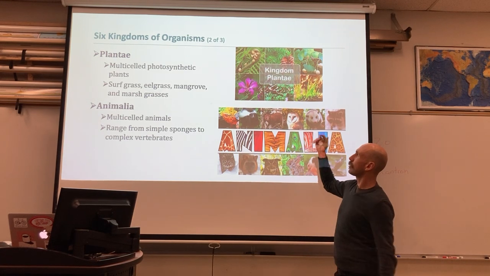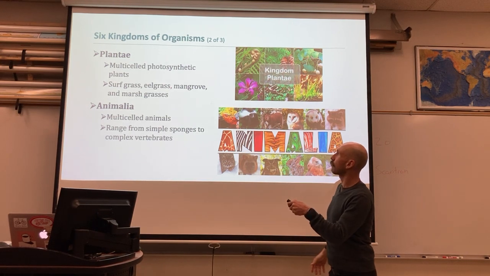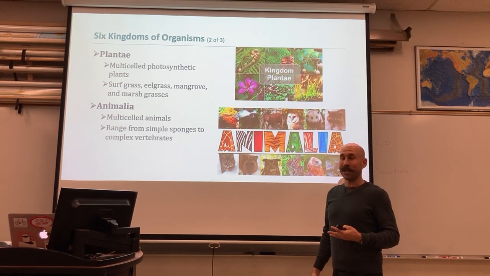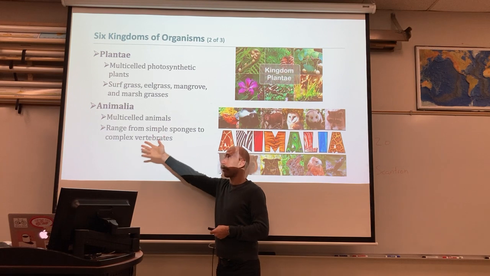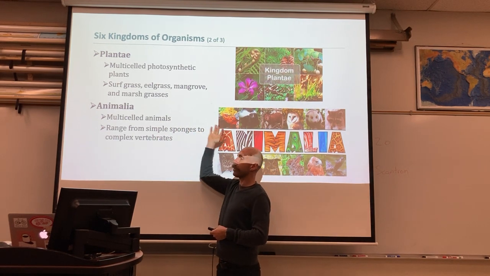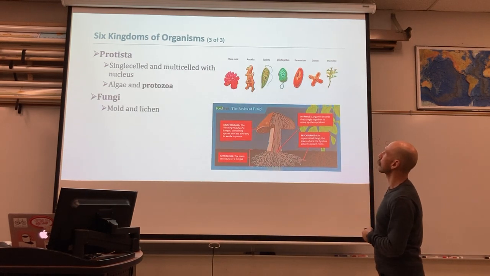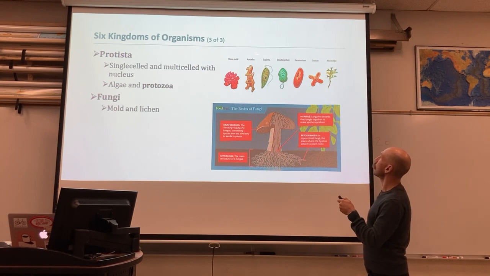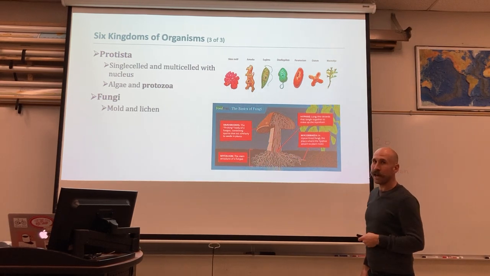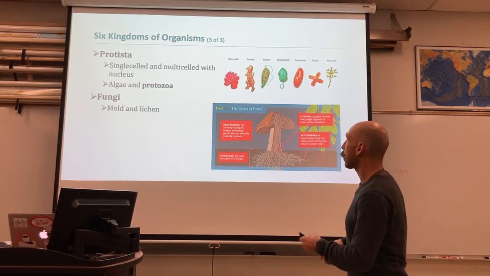Plants are multicellular, complex, photosynthetic. We have marine species including surfgrass, eelgrass, mangrove forests, marsh grasses. Animals, complex, multicellular. They range from, in the ocean, simple sponges all the way to complex vertebrates. We've got protists. In the ocean, we'll have algae and protozoa. These are single-celled and multicellular organisms with a nucleus. One of the most important probably being diatoms, responsible for oxygenating so much of our Earth's atmosphere. Thank you to the protists.